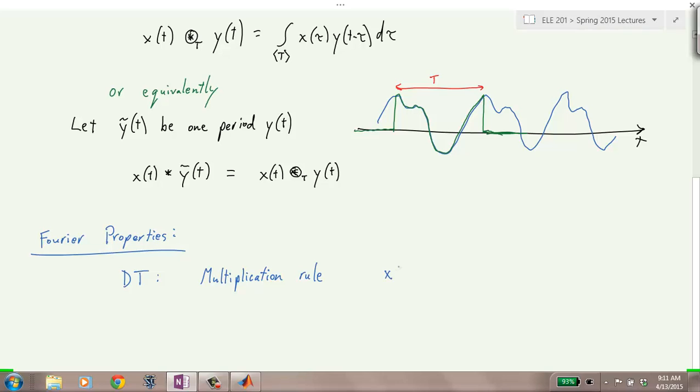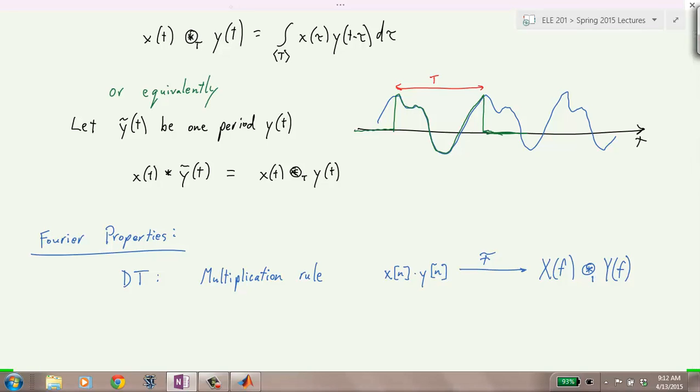It says that x[n] times y[n] under the Fourier transform is going to go to X(f) circularly convolved with Y(f). Now, when I defined circular convolution above, I said I should specify what the period is. Well, what's the period here for the Fourier transform? It is 1. So this is actually the multiplication rule for discrete time. It's almost the same, but you have to do circular convolution.